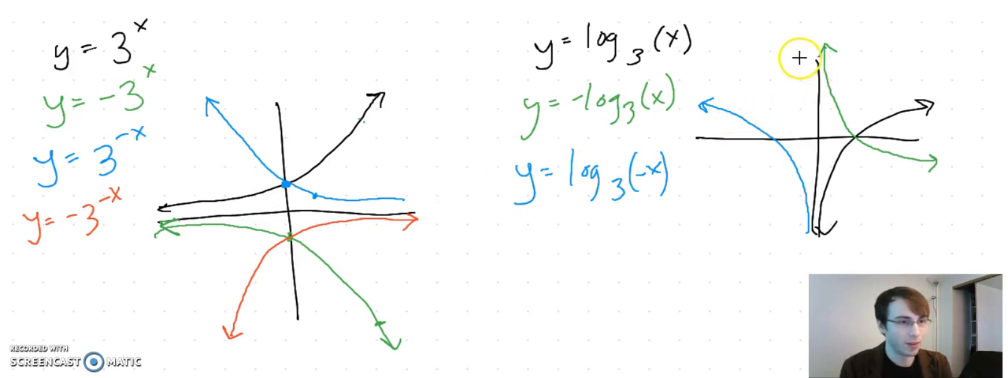So for logs, then you can either think about flipping this thing over like that, or you can think about flipping the blue thing over like that. Either way, you get the same shape.